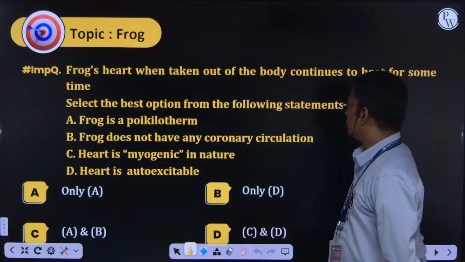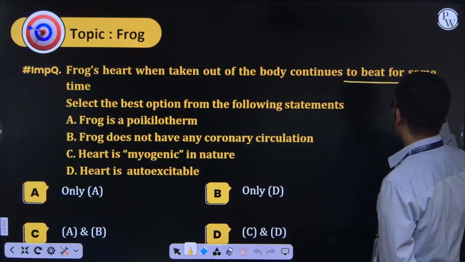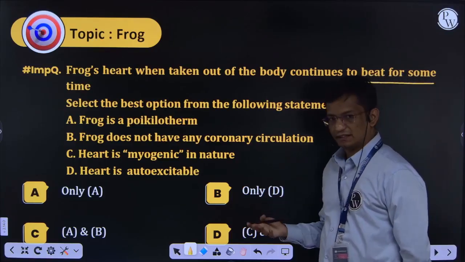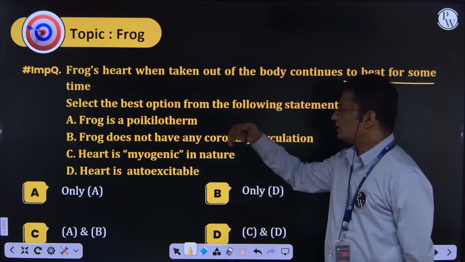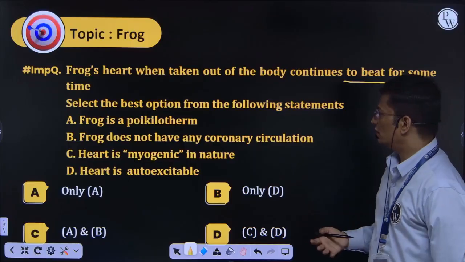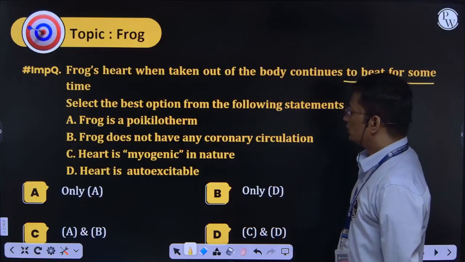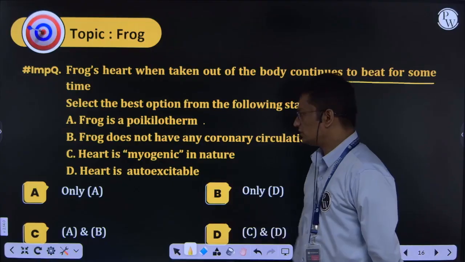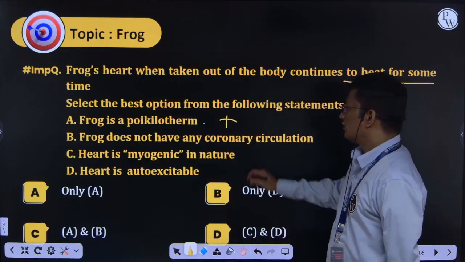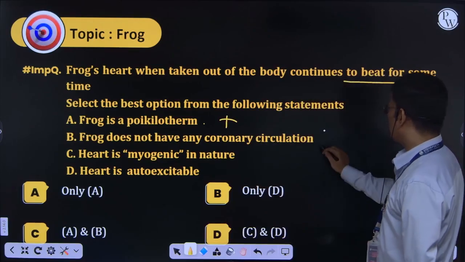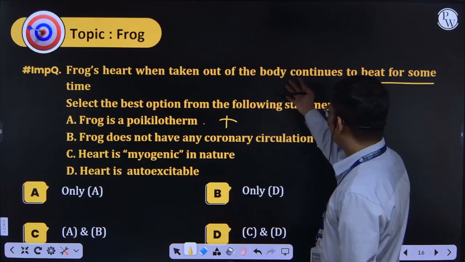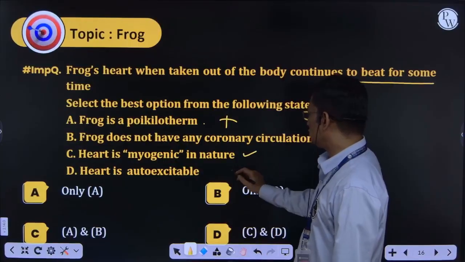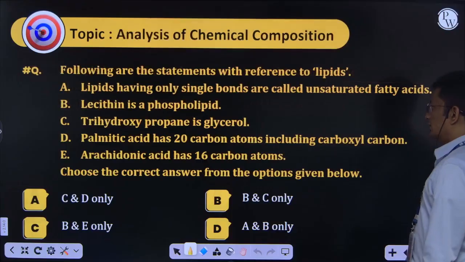Frog's heart, when taken out of the body, continues to beat for some time. Continuing to beat means there is a property, auto excitability. That's why the frog heart is continuously beating. In our case also, our heart will continuously beat. Frog is poikilotherm. What do you mean by poikilotherm? Poikilotherm means body temperature will change with the environment temperature. So this is not correct. Frog does not have any coronary circulation, so it is not connected with this. This is regarding the beating of the heart. Heart is myogenic and auto excitable. So these two things are correct.